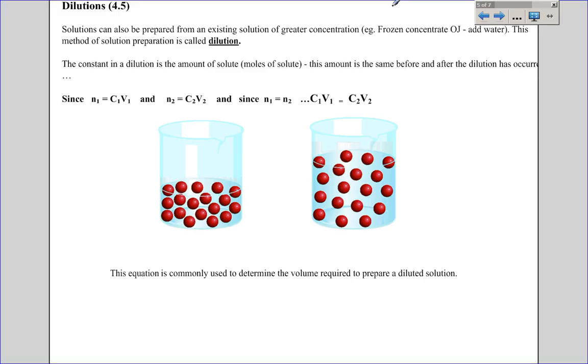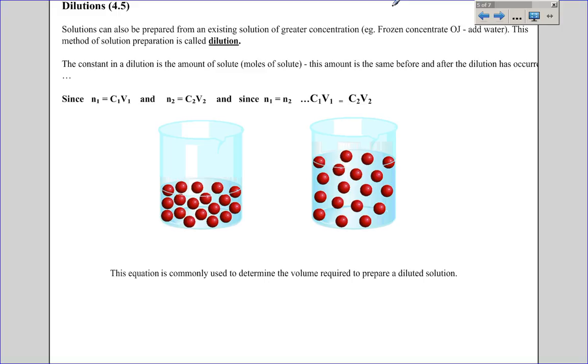Now what you'll see next in your note is that there are steps to preparing a solution. And we're going to review that, and you're actually going to prepare your own solution for an upcoming lab. What we'll discuss next is how to do a dilution.